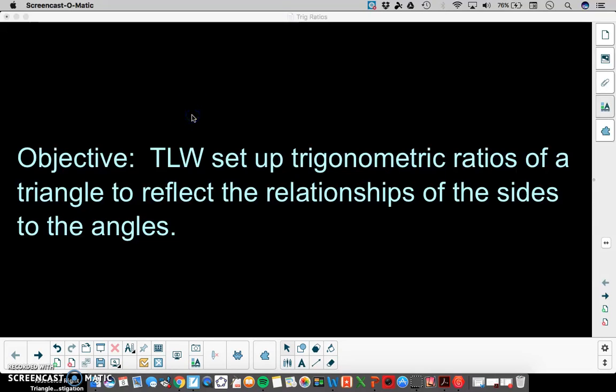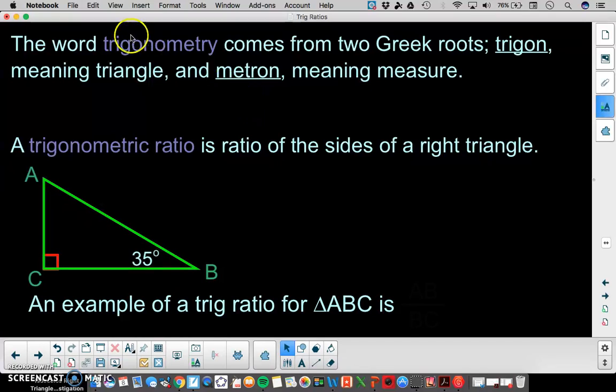In this video, the learner will set up trigonometric ratios of a triangle to reflect the relationships of the sides to the angles. The word trigonometry comes from two Greek roots, trigon meaning triangle and metron meaning measure. So the word literally means measure of triangles. A trigonometric ratio is a ratio of the sides of a right triangle.